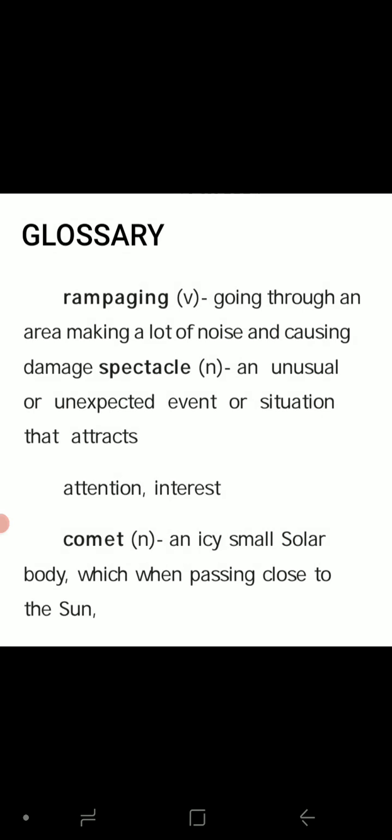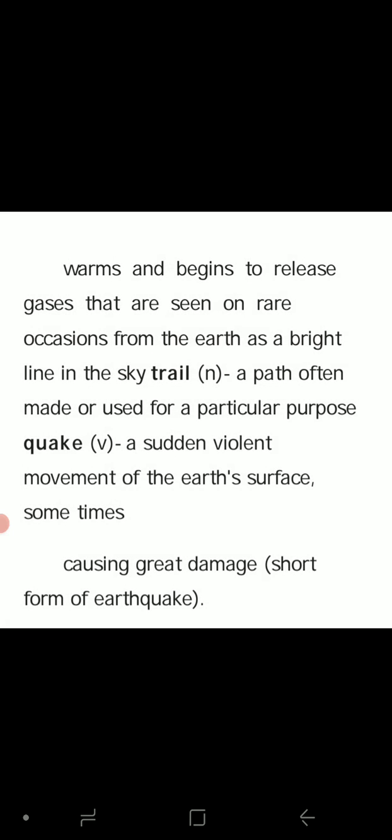Comet. Already I told, வால் நட்சத்திரம். An icy small solar body which when passing close to the sun warms and begins to release gas that is seen on rare occasion from the earth as a bright line in the sky. Some rare occasion only we can observe. If you observe, you inform your friends also. Whenever you observe a comet, you inform others also.